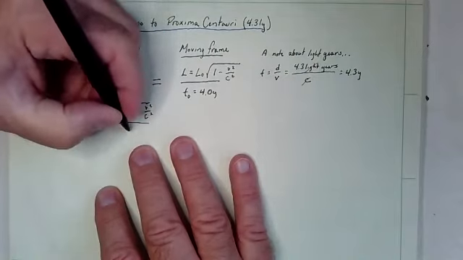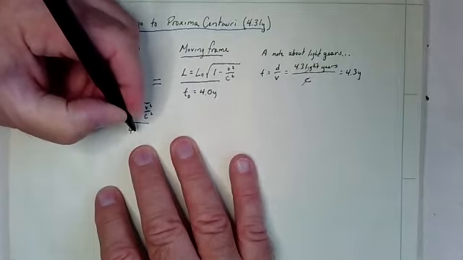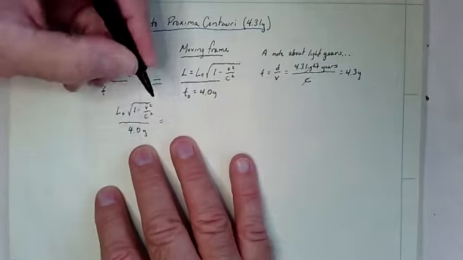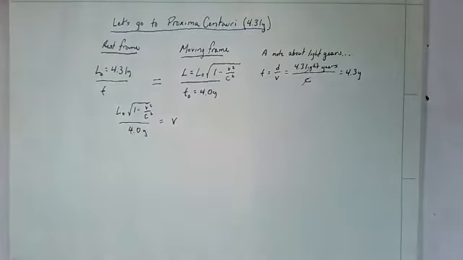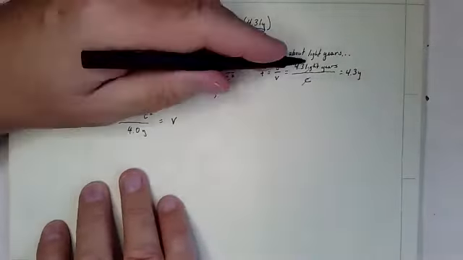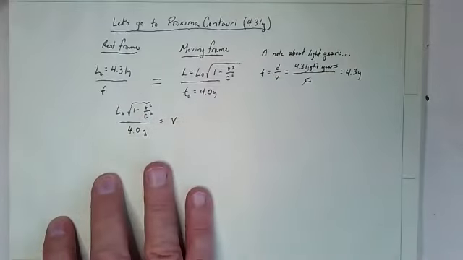over 4.0 years is equal to our speed. So the algebra for this is a little bit tricky, but not too bad. So let's go ahead and put in, we know that this is 4.3 years.